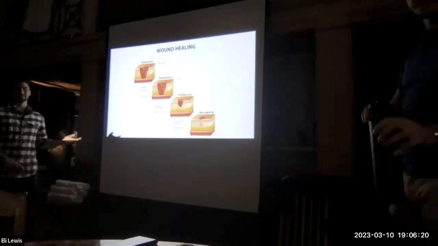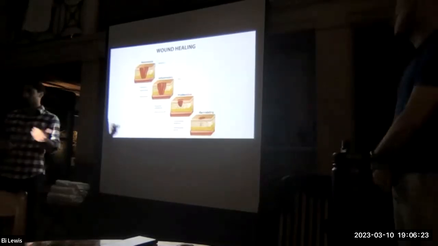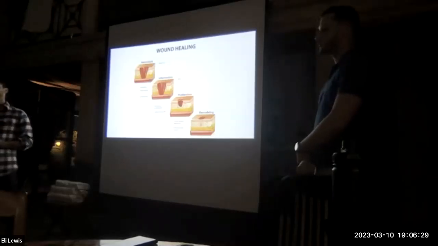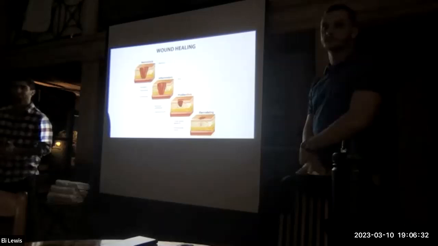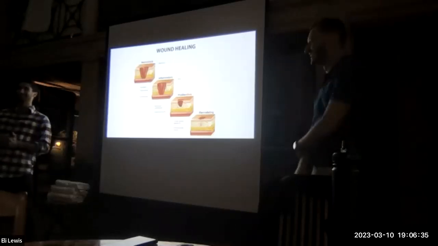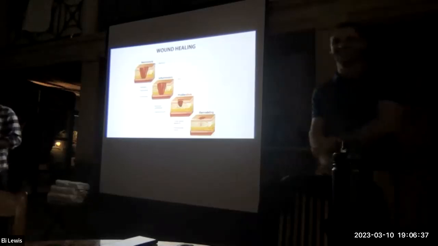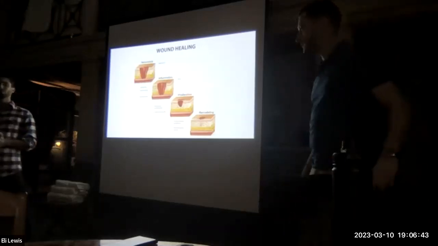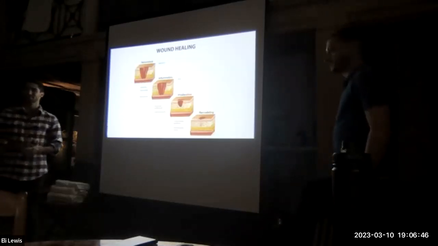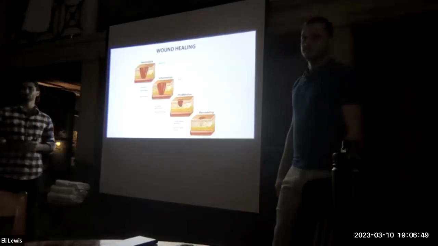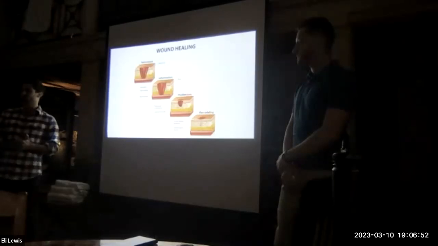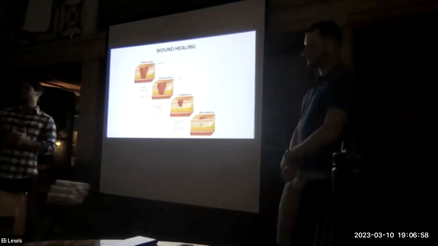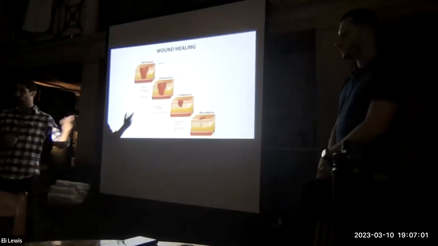Then we have inflammation. We want to prevent pathogens entering the tissue. So we have macrophages transforming into M1, which is the pro-inflammatory phase. And one important thing to know, we need the inflammation to stop at the middle point.